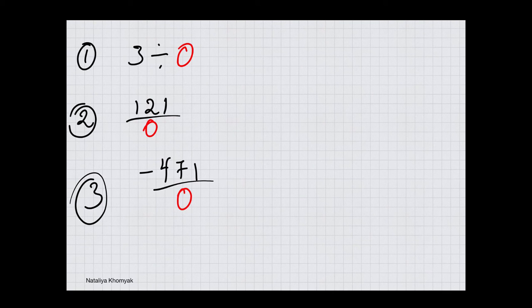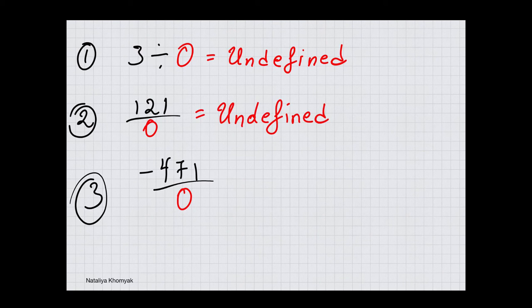3 divided between 0 people is undefined. Now it's the same if you have 0 in a denominator. Cannot divide by 0, it's undefined. Also, if you have a negative number divided by 0, undefined. That's all.